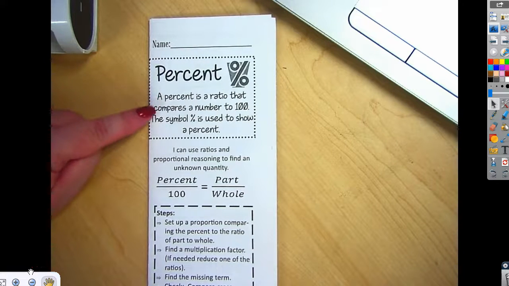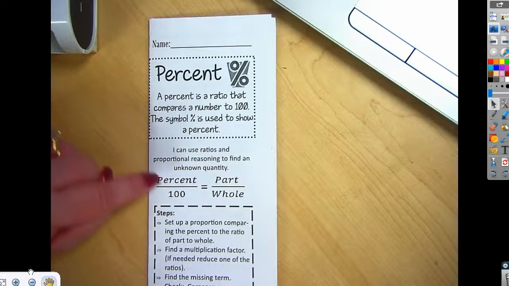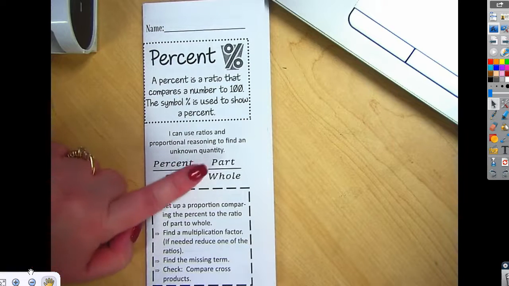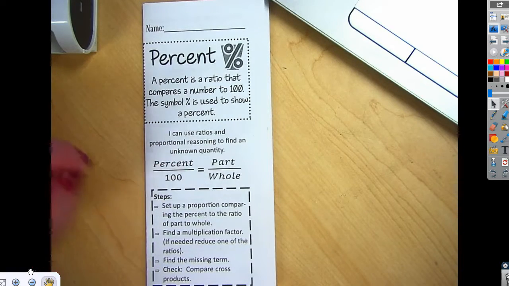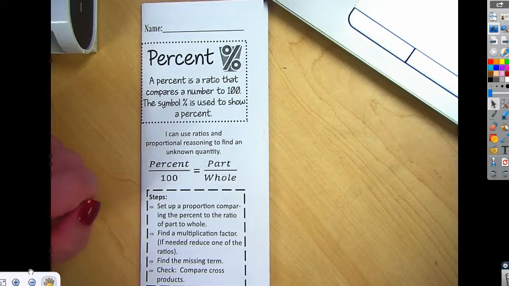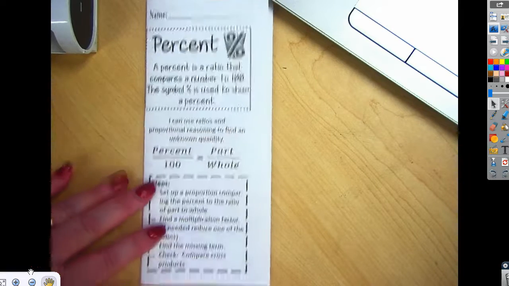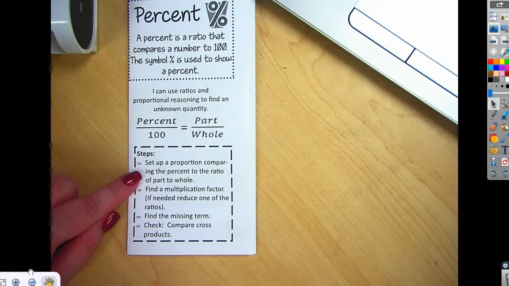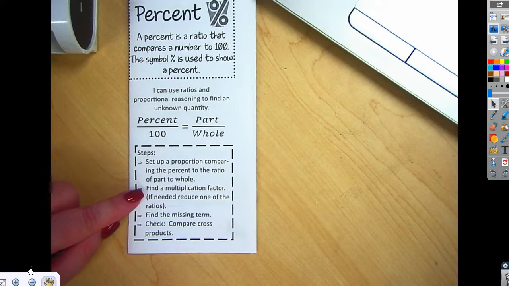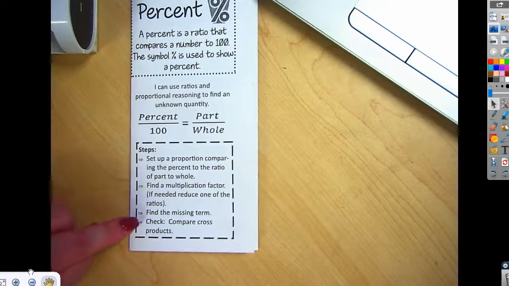So a percent is a ratio that always compares a number to 100. The percent symbol is used to show where the percent is. So they show it as the percent over 100 equals the part over the whole. It doesn't matter which side is the percent and which side is the part over the whole. So your steps: the first thing you're going to do is set up a proportion comparing the percent to the ratio part of the whole. Find a multiplication factor, find the missing term, and check by comparing the cross products.